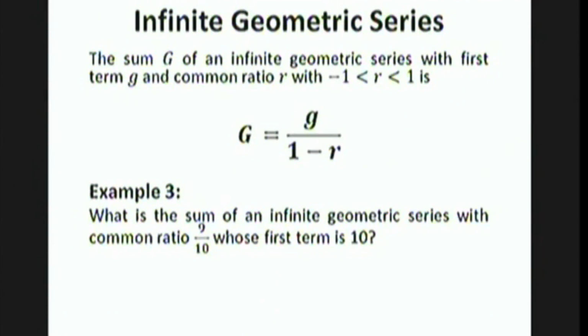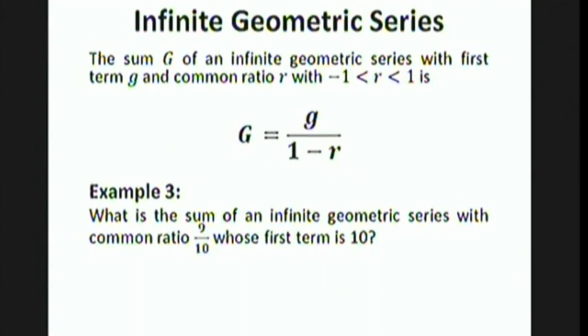The sum G of an infinite geometric series with first term little g and common ratio r, with r between -1 and 1, is given by this simple formula. Capital G is equal to little g over 1 minus little r. Note that little r, the common ratio, has to be between -1 and 1. If it is not, then this infinite geometric series has no sum.